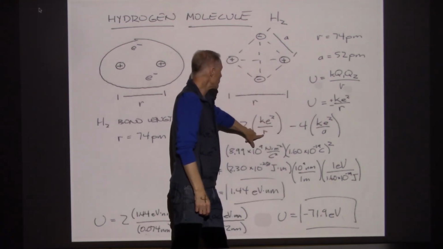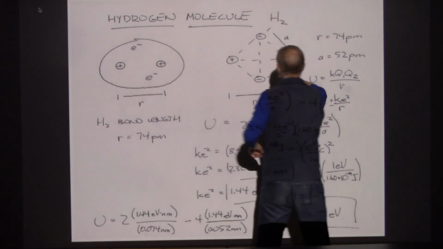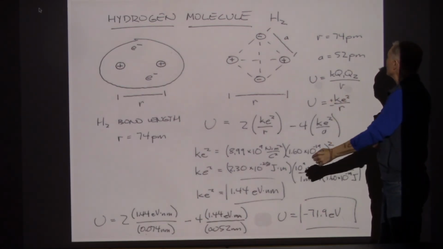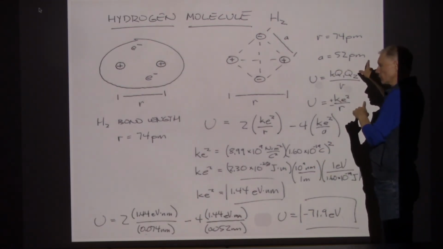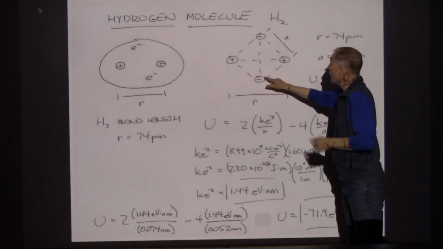Now the R value for the repulsions is 74 picometers. Doing a little bit of geometry, a little bit of Pythagorean theorem, I've been able to calculate what the distance is between them on the sides.